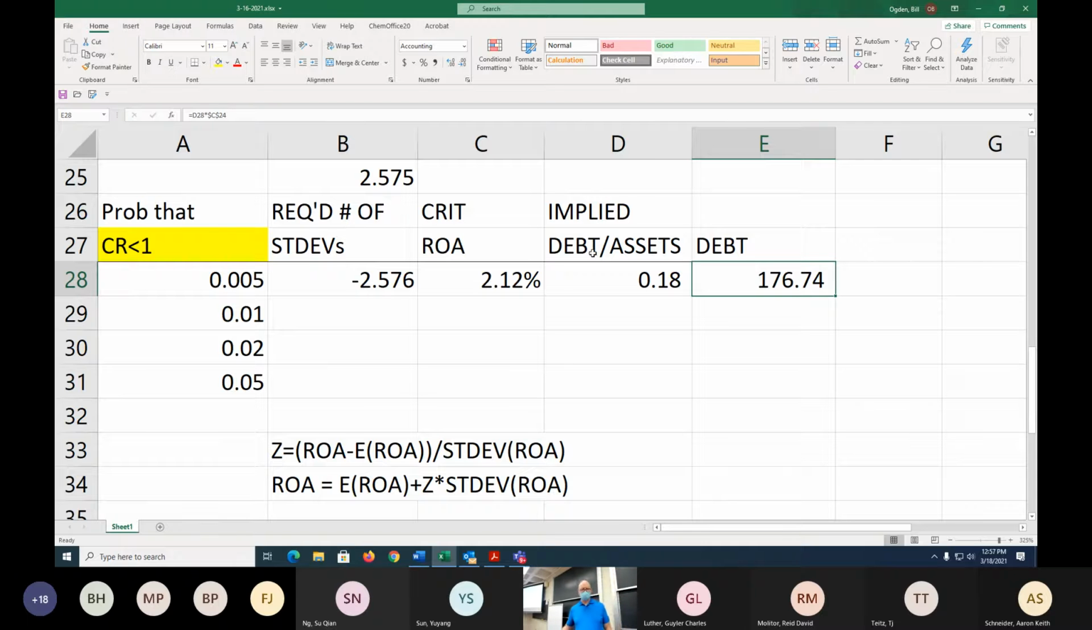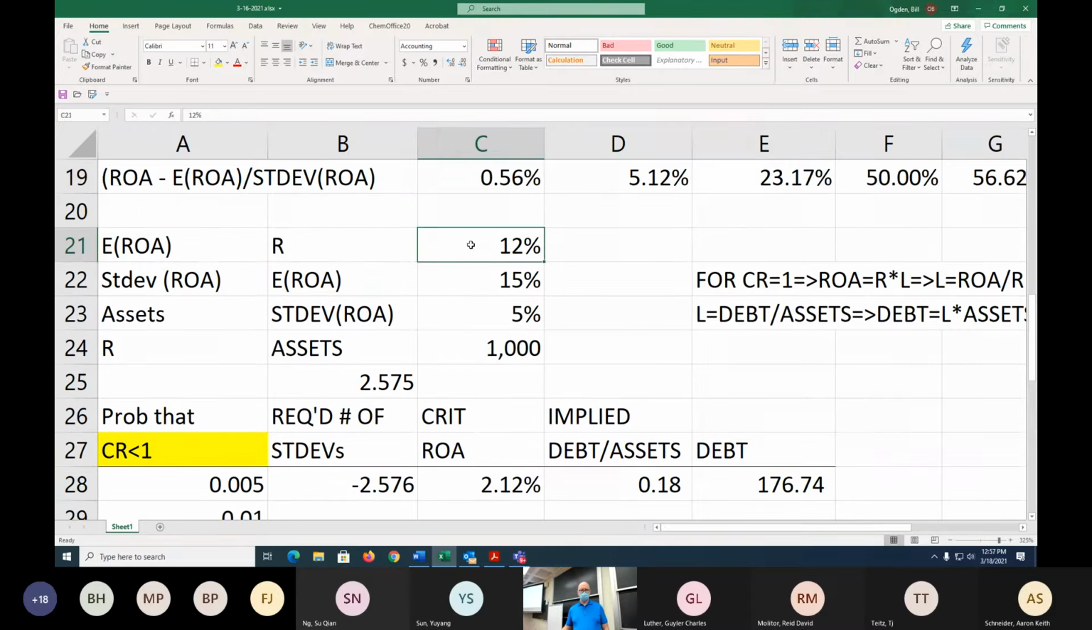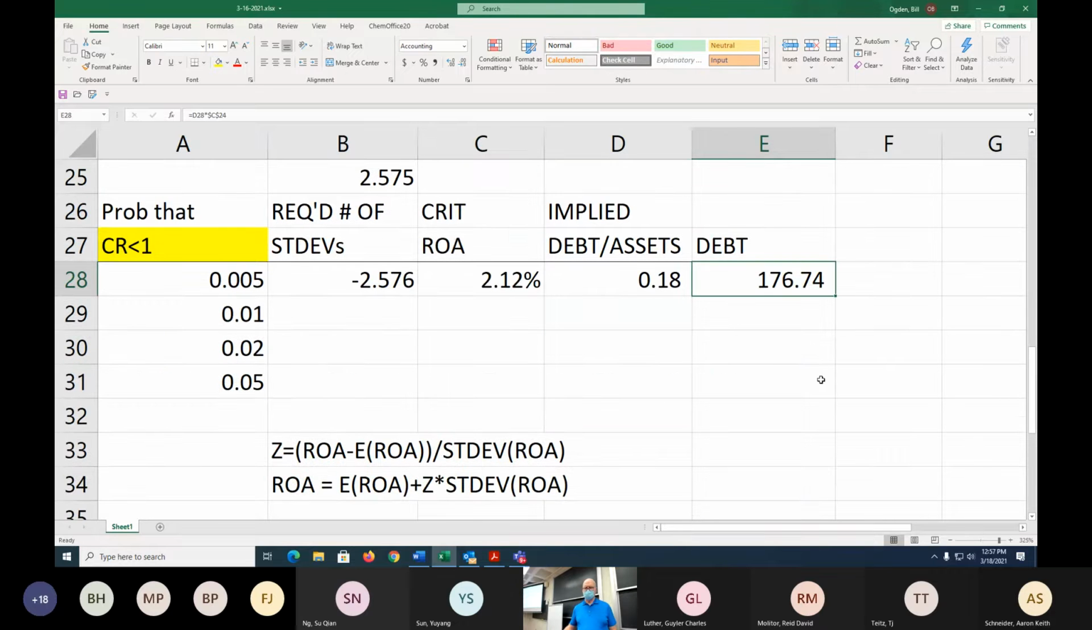So if we're willing to live with a 0.5% probability of not covering, and if these are accurate estimates, then this is the most debt that this company can have. But then we're looking at other options here, 1%, 2%, and 5%. So let's finish those very quickly. And what should that take us? 3 seconds? 2 seconds? Depends if you locked everything. I hope I did. We'll find out in a hurry.